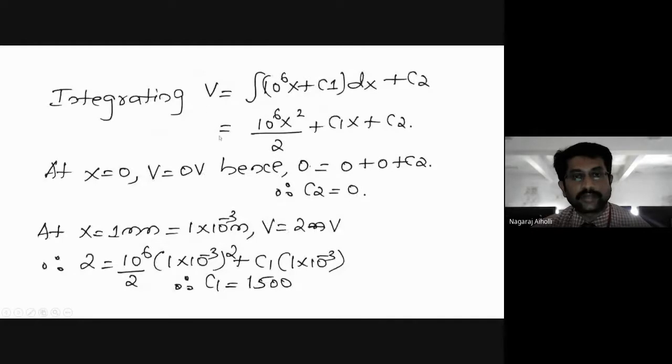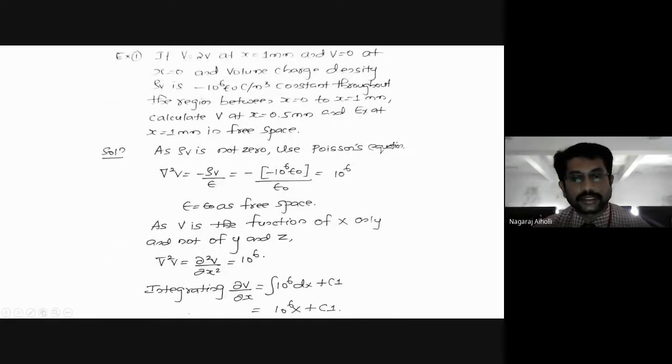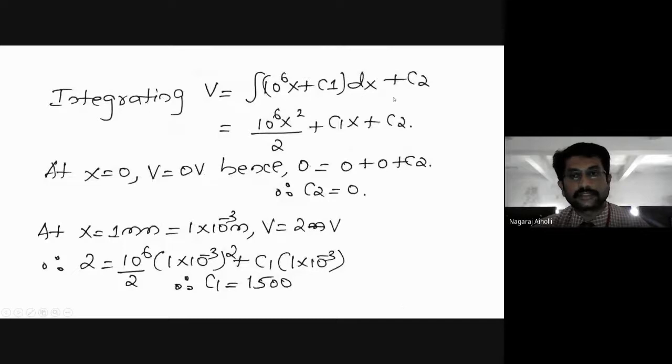So integrating, v is equal to what we have got earlier, 10 raised to 6 x plus c1, dx plus c2. Integrate this with respect to x. Integration of x raised to n is x raised to n plus 1 by n plus 1. That is 10 raised to 6 x square by 2 plus c1x plus the constant term c2. Now they have given the values, that is at x equal to 0, v equal to 0 volts. Substitute this in this equation and tell me what you'll get.